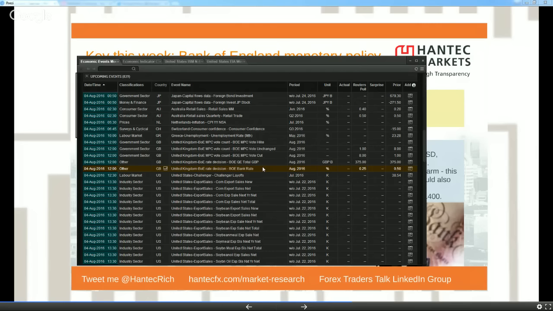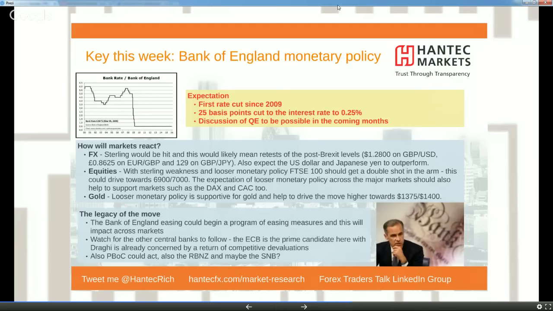So at the moment we've got sterling, which has actually rallied today, but I don't necessarily think that it's going to last. I think the rate cut from the Bank of England will be fairly decisive. Now, how the markets react depends on how dovish the Bank of England is, but I think sterling will sell off, and ultimately that means it's going to retest the post-Brexit lows. 127.96 was the low on cable.